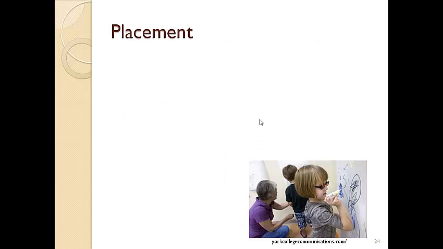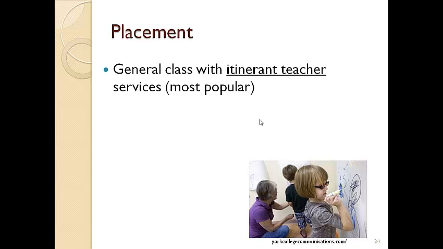The four major educational placements for students with visual impairments are residential schools and general classrooms with itinerant teacher services, which is the most popular one. And if you go back to our early chapters, when we talked about itinerant teachers, remember that these are teachers who go around to school campuses, right? They are not there the entire school day. They may come in once a week, twice a week, or however many times.